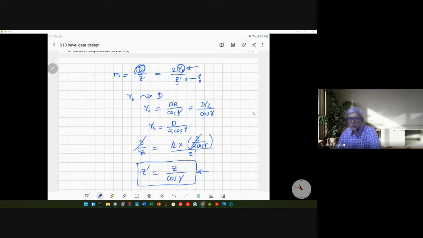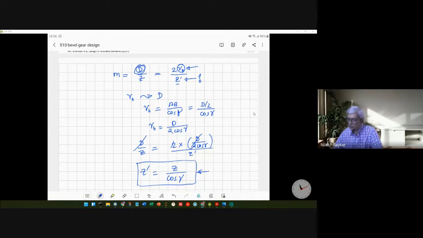So when we are using the beam strength calculation, we require the number of teeth to determine the Lewis form factor. So there you have to use this virtual number of teeth. And again, you don't have to round off this number. You have to maintain this number as it is.